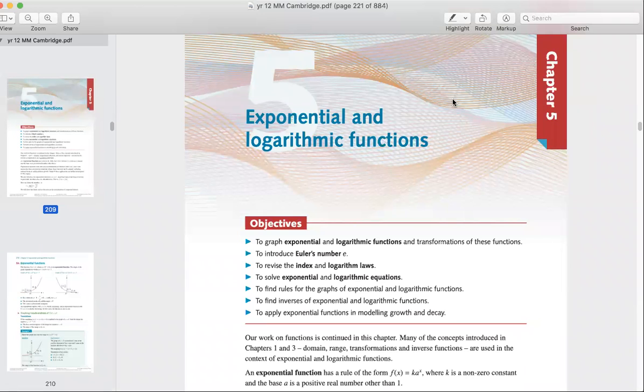Hello guys, welcome back, and today we continue our mathematics study. Let's talk about chapter 5, exponential and logarithm functions.